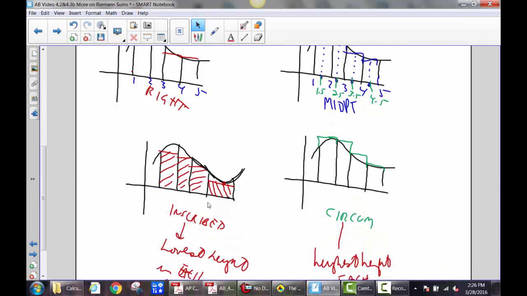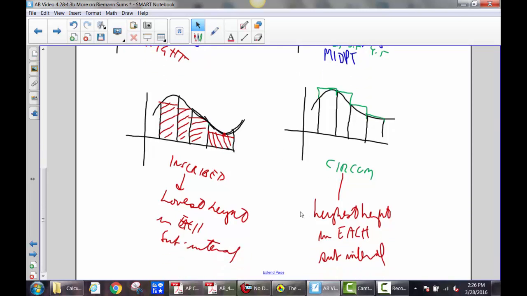Okay? Inscribed, of course, has to be under. Notice in this last piece between here and here, the lowest spot is not at the left endpoint or the right endpoint. It's at whatever that relative minimum point is, and that's the height of your rectangle. Circumscribed is above.